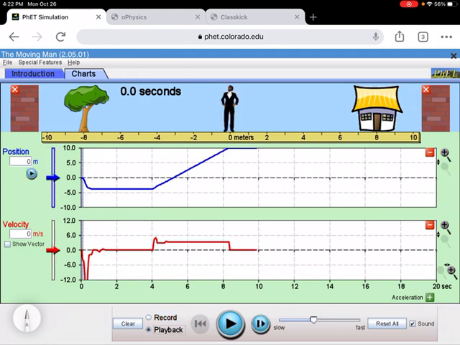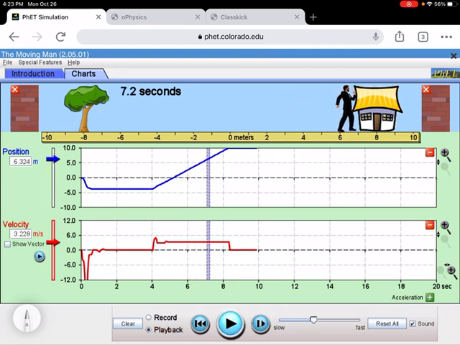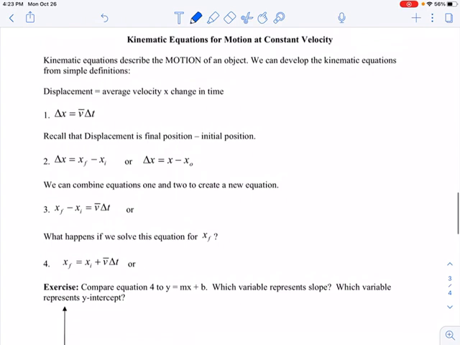Okay, I'm going to hit the playback button so we can see that again. So he's hanging out at -4, and now he's going to walk to the right at 3 meters per second. And again, we can see his position as a function of time in the blue and his velocity as a function of time in the red. Okay, so what we're able to do here is describe the motion of an object.